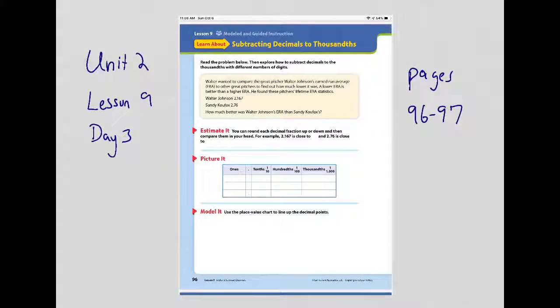What's up, sixth graders? This is lesson 9, day 3, and you are going to be subtracting decimals out to the thousandths place. So if you have your math book, make sure it's on page 96, and let's get started.